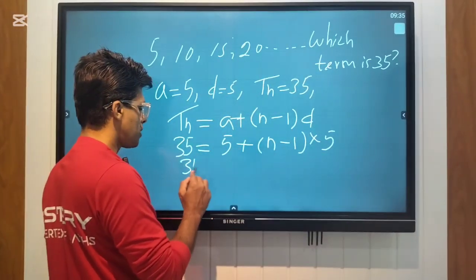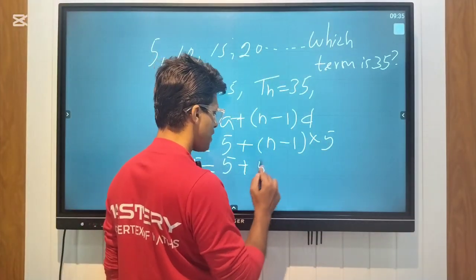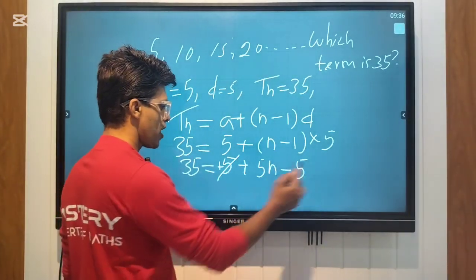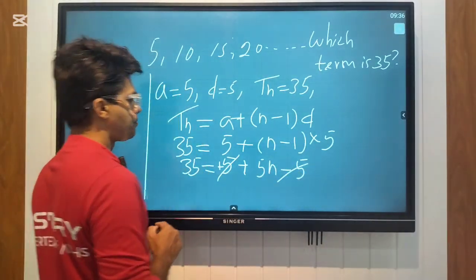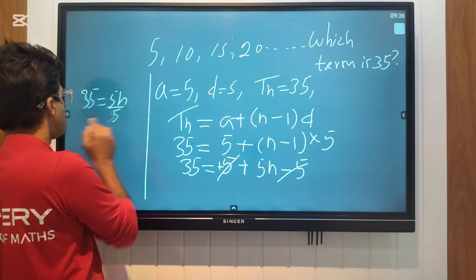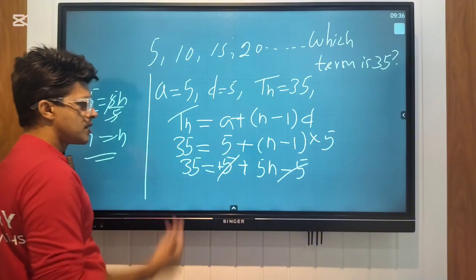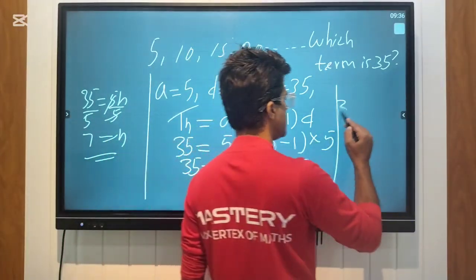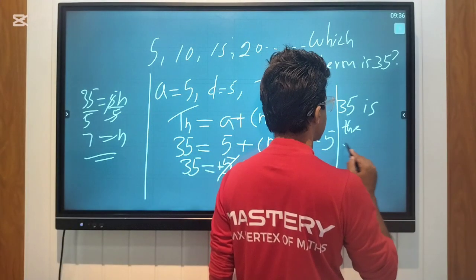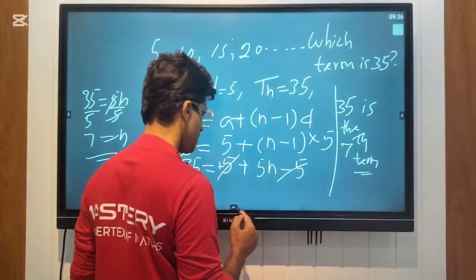Now let's remove the brackets. Here is an equation: 35 equals 5 plus 5n minus 5. Now you could simplify the plus 5 and minus 5. Afterwards, 35 equals 5n, divided by 5 on both sides. So n equals 7, which means 35 is the seventh term.